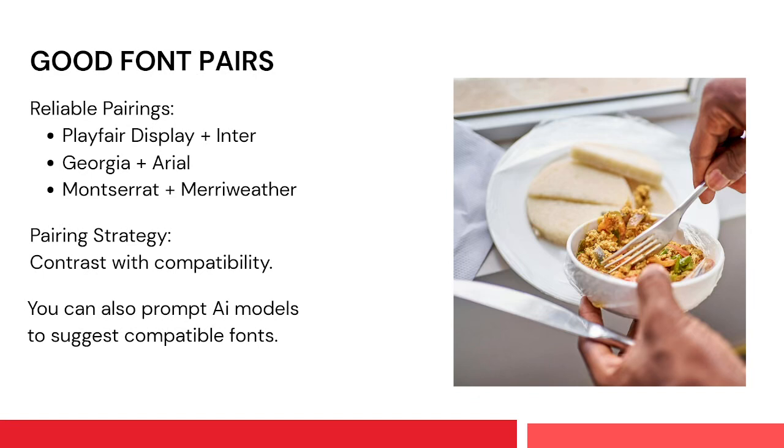So yeah, there are some fonts that go well together, and I put a pairing strategy here that it is best to contrast fonts with legibility. And I also put there that you can prompt AI models like ChatGPT, Gemini, Claude to suggest compatible fonts for you. Let's say you are working on a piece of design and you are confused on compatible fonts to use. You can just prompt ChatGPT or Gemini to give you compatible fonts that you can use together for that design.